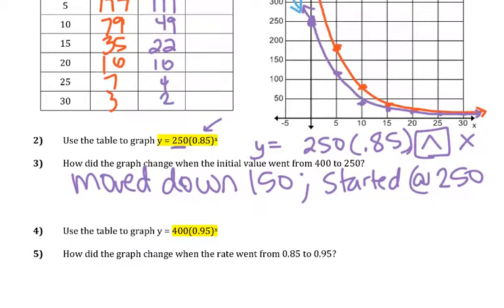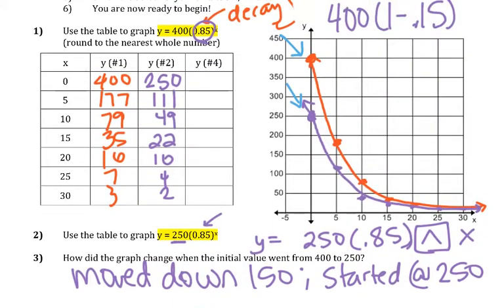Okay, the next thing, it says use the table to graph 400 times 0.95. So what's happening here is I'm doing 1 minus 0.05, so now I'm only losing 5% instead of 15, and that's where I'm getting the 0.95. So this one is not going to be going down as fast. And so this really goes back to understanding how exponential equations work. But you're going to type this in your y equals menu, and then you're going to put it in your calculator. And so what's happening is we're starting back at 400 again.